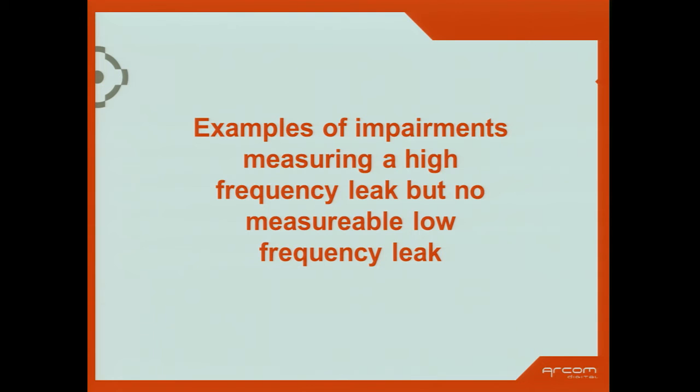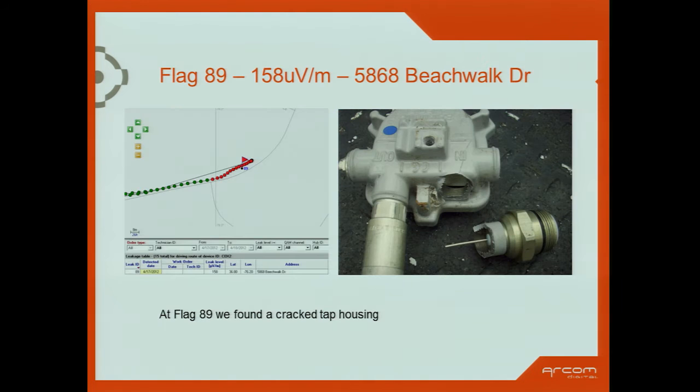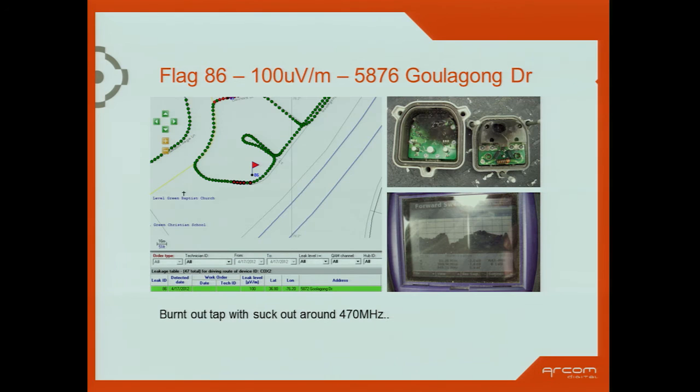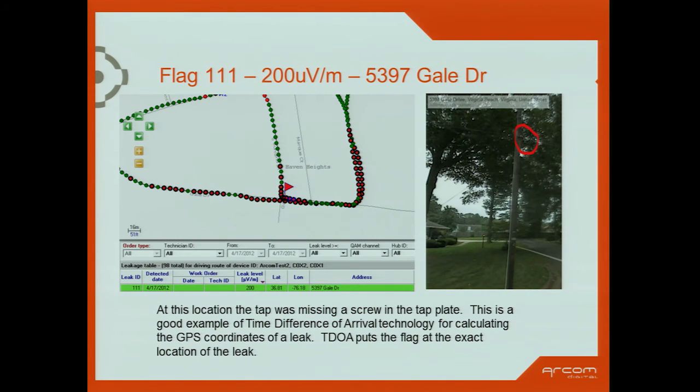Each of these examples, before we focus on another Verizon complaint, will show you leaks that were not found with analog testing equipment at aeronautical frequencies and were found at LTE. Here's a case, cracked tap housing, 158 microvolts per meter. This one was a burnt out tap with the suck out. Again, high frequency. It didn't show at all as a problem on low frequency.